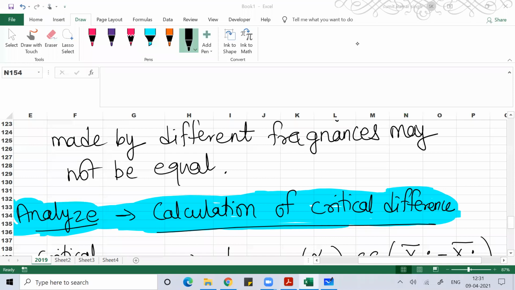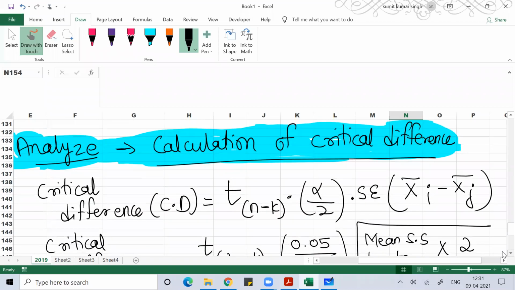Any doubt, anyone? When we do that analysis, in that analysis we use this formula. So this is the formula we follow.